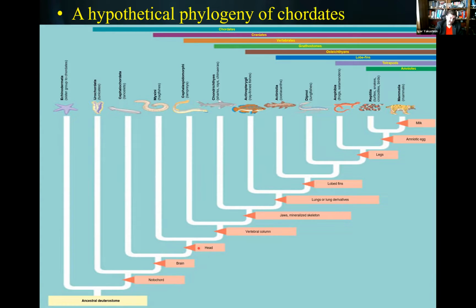And as soon as we started having the brain, head, brain, head. Which one is first, chicken and egg, so to speak? Because as soon as we have a front end interacting with the environment, there will be a concentration. Lots of sensors will be on the front end. And then, of course, the vertebral column. Why? To protect the dorsal nerve cord. And then jaws and mineralized skeleton, further protection of the internal structures, including the nervous system. And now jaws. Why is the jaw important? Initially to grab the prey.